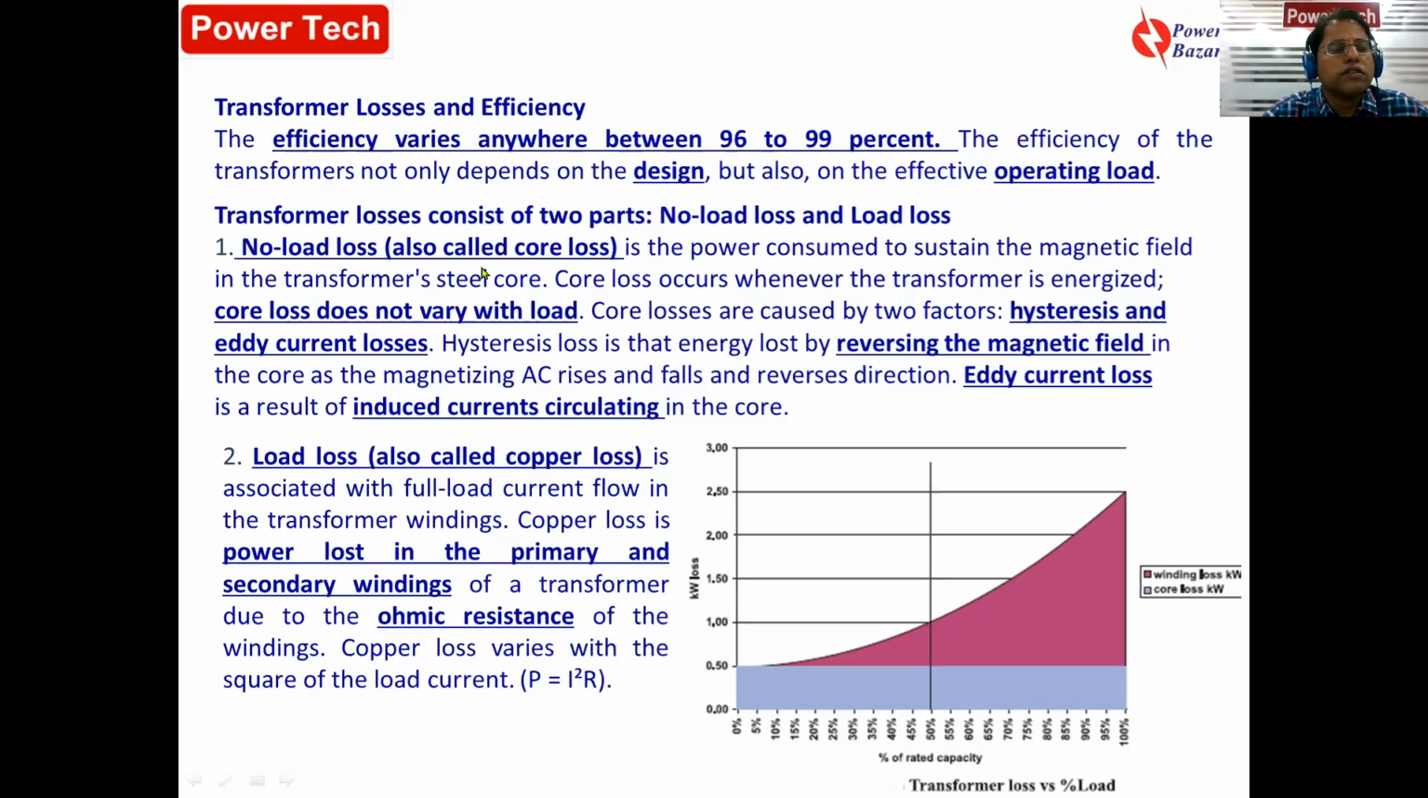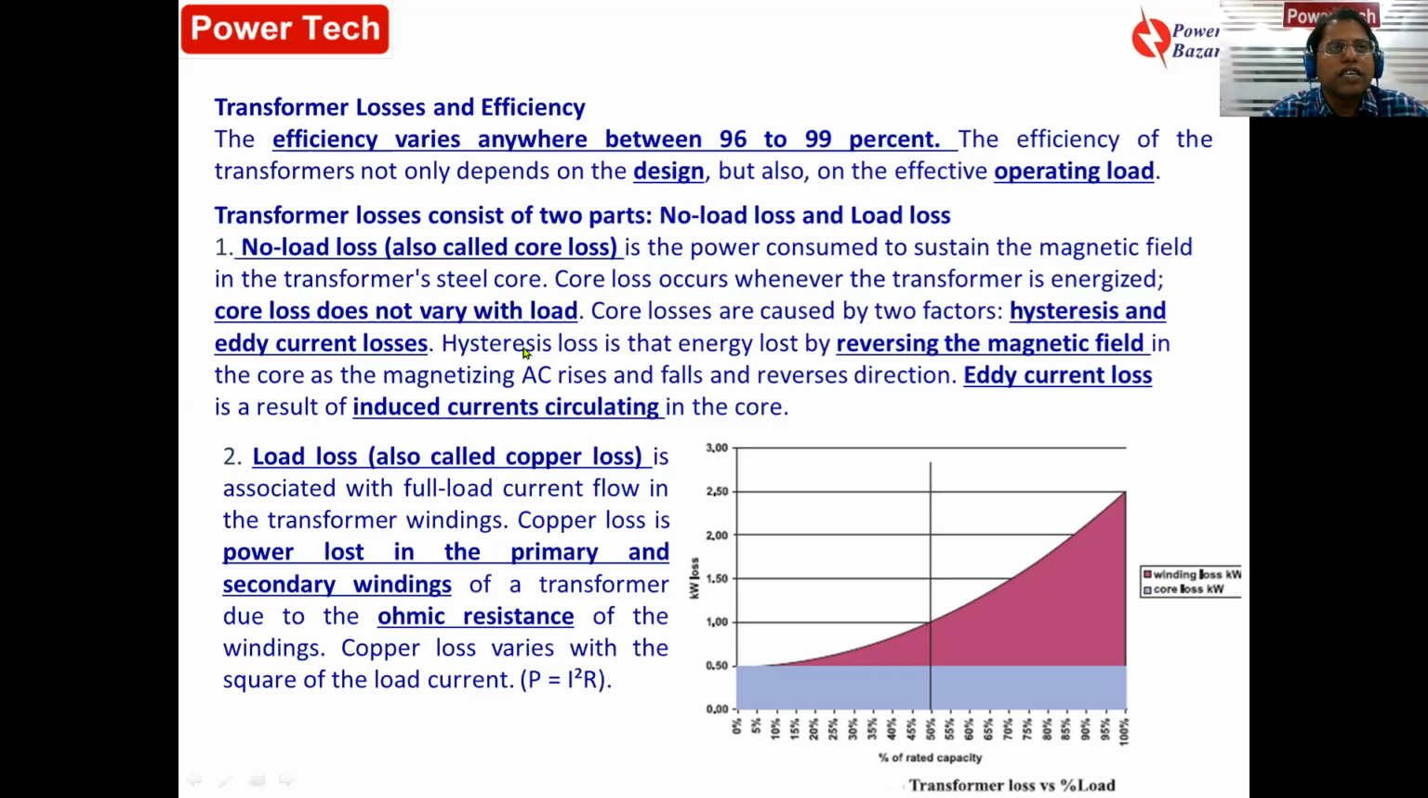So there are two losses. For finding any efficiency, you need to find out the losses. So 100 minus losses will be the efficiency. So what are the two losses? One is no load loss, another one is load loss. No load loss is also known as core loss. That means it is a constant loss or a fixed loss. Whereas load loss is also known as copper loss. This is a variable loss, and it depends on the load and the current flowing in the transformer windings. Now, core losses consist of two factors. One is hysteresis loss, another one is eddy current loss. Hysteresis loss is basically related to the magnetic field.